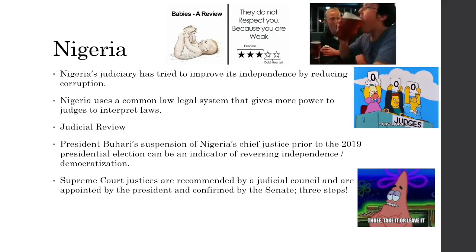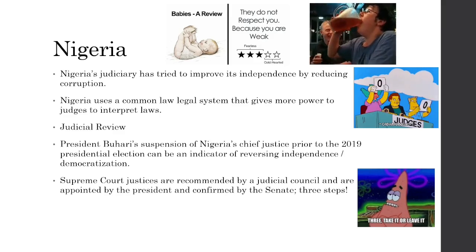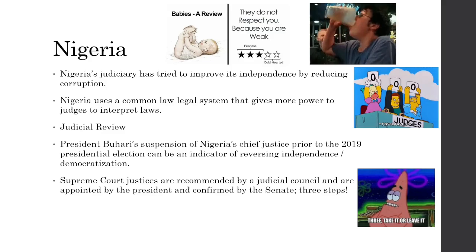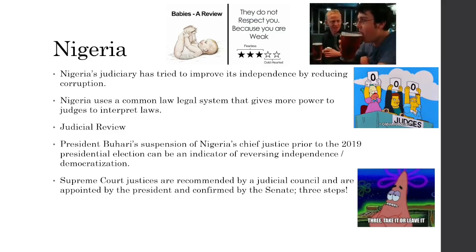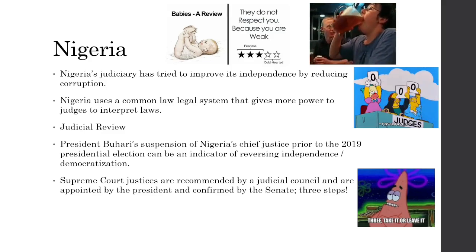The Supreme Court justices are also recommended by a judicial council and are appointed by the president and confirmed by the Senate, which is 3 whole steps, which is a lot. It can be a lot of obstacles for a candidate to become a justice.